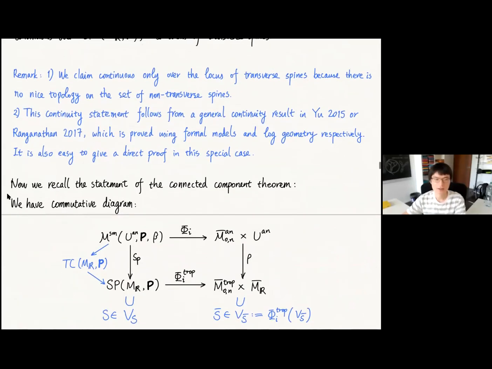So now let's recall the statement of the connected component theorem. We have this commutative diagram. The natural map phi I taking the domain and the evaluation of the ith marked point. At the tropical level, we have phi I trop at the level of spines. And the vertical map, taking the associated spine, factors via the space of tropical curves.